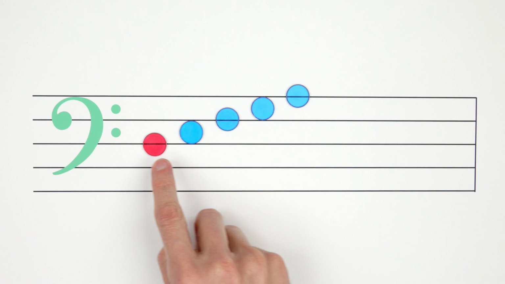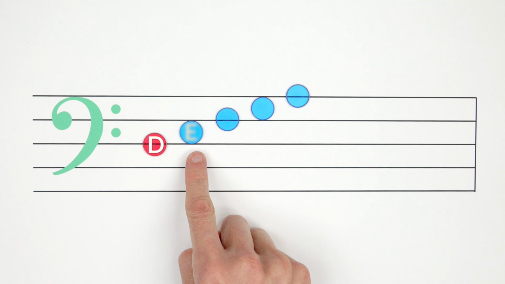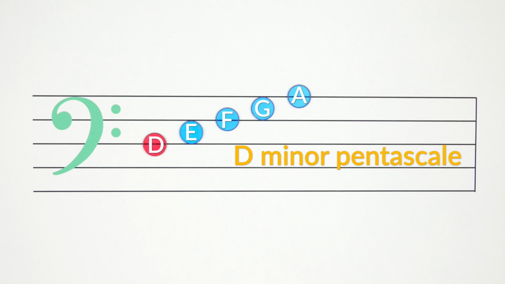If you can see that these are stepping, you'll notice this pattern of line, space, line, space, line. When you see that pattern, you know the notes are stepping. So this has to be D, E, F, G, and what's a step above G? It's A. So these are the notes of the D minor pentascale. And that's the pentascale we're going to use for the wild horses.